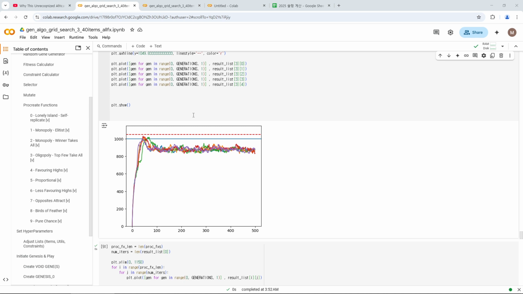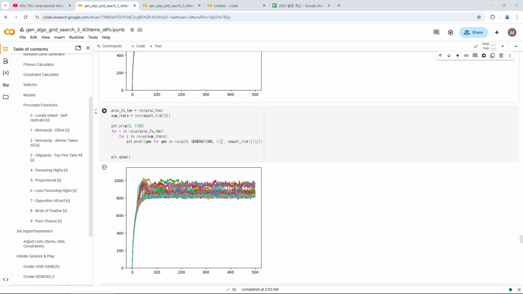But still keep it to one procreate function per generation. And after that, I can try doing 2 or more procreate functions per generation, so that I can minimize the dip or control the dip. So that's about it.